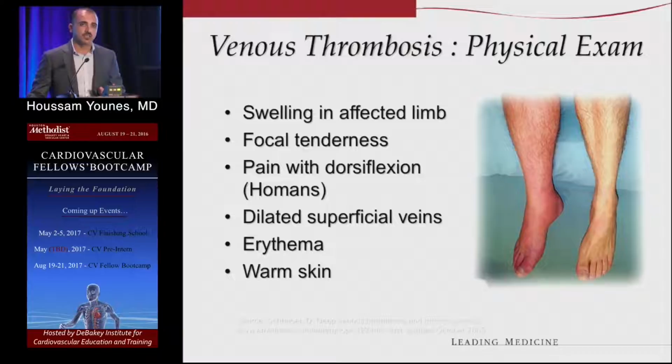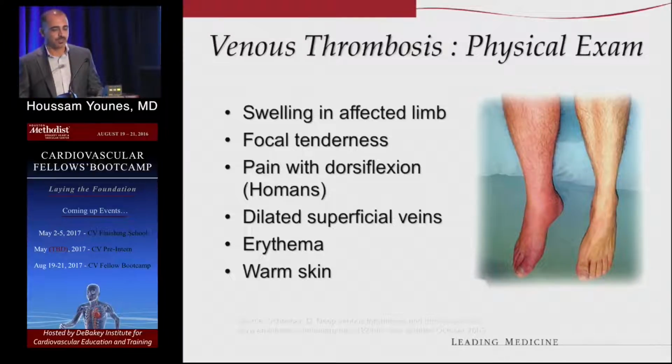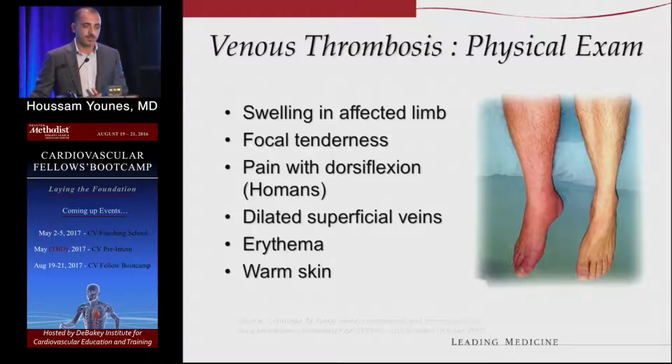Physical examination, what you will see on physical examination. Swelling, focal tenderness, pain in dorsiflexion, Homan sign. Be gentle when you do that. Patients don't like that. Dilated superficial veins showing outflow obstruction and, at the same time, compensation, as Dr. Sheehan showed. When the deep system is thrombosed, the blood tries to flow back through the superficial system. Erythema and warm skin.